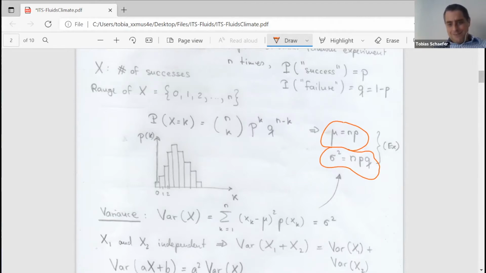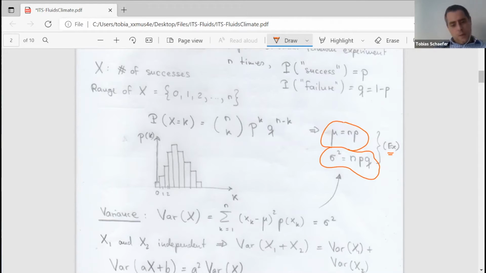I sort of write a little "ex" in parentheses. So if you are interested, these are points where, if you forgot how to do this, you can try to derive these things as a little exercise. These formulas can be derived in all kinds of different ways.